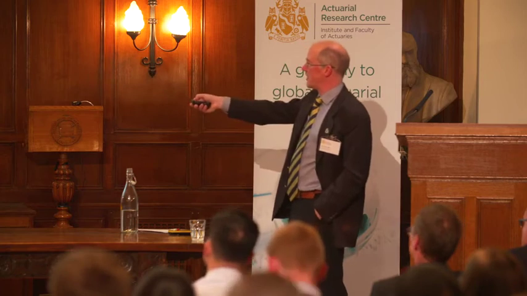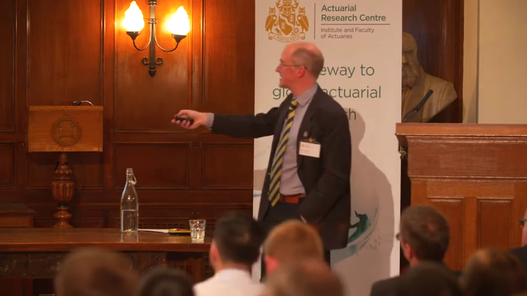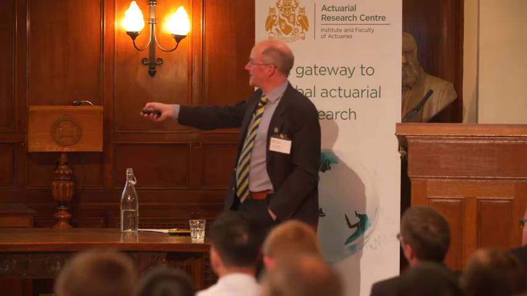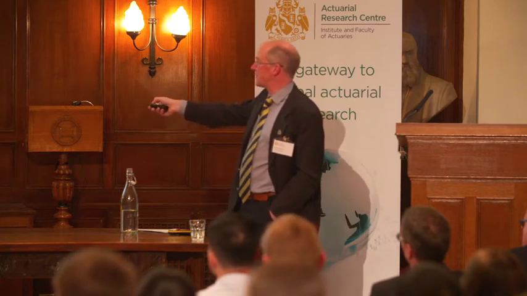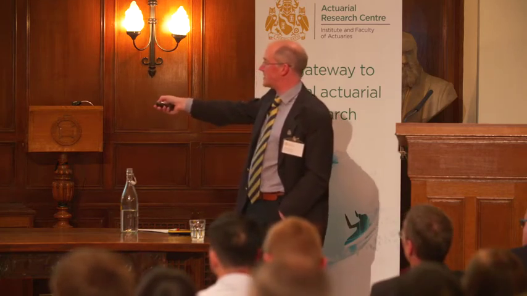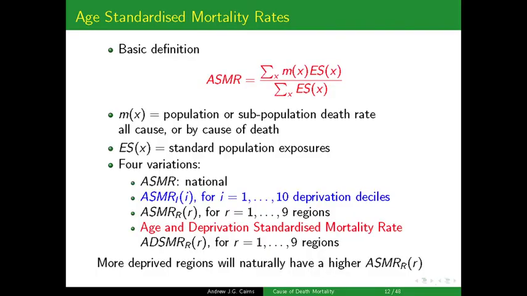So first of all, we've got the national level ASMR. We can then calculate a different ASMR for each of the 10 deprivation deciles. We can calculate an ASMR for each region. And then this links to a plot that I put up previously. It's what I call the age and deprivation standardized mortality rate.